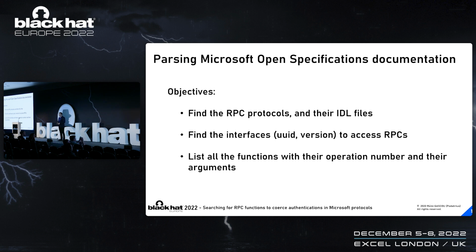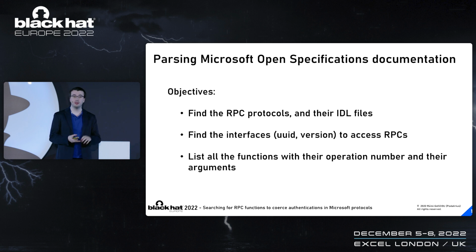So when I chose to parse the Microsoft Open Specification docs, I had 3 main objectives in mind. The first one is to find all the RPC protocols with their IDL files if present. IDL stands for Interface Definition Language. I wanted to find all the RPC interfaces, with all the functions that we'll need to use, and how to access them, and list all the arguments of all the functions so we can see what they are, if they are interesting, and their operation number.